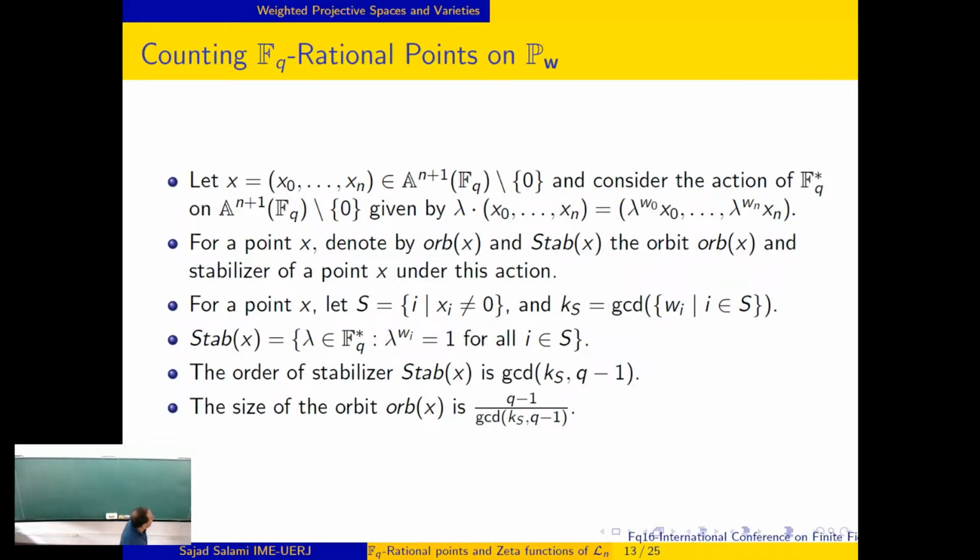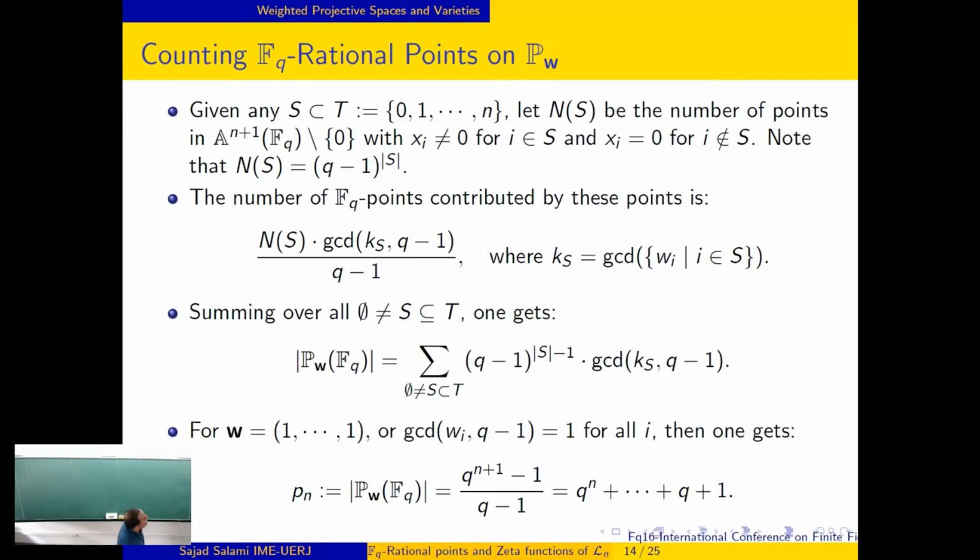So the size of the orbits is determined by this value. Then, if we consider S as a subset of these indices, we define NOS as the number of points of this affine space minus origin that have xi different from 0 for i in S and xi equal to 0 for i outside of S. So for the cardinality, this number will be q minus 1 to the power of the number of elements in S. So the number of Fq points contributed by these points can be calculated by this quotient, which is an integer. So summing over all the subsets of the indices, we can get this formula for the Fq-rational points of the weighted projective space of dimension n.